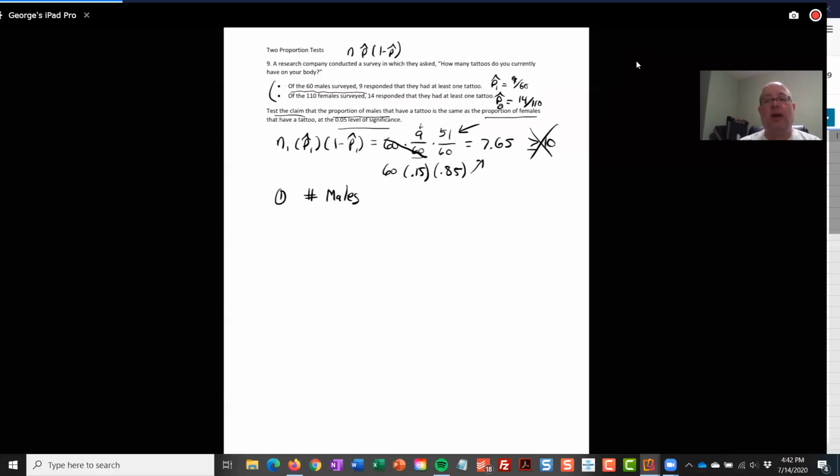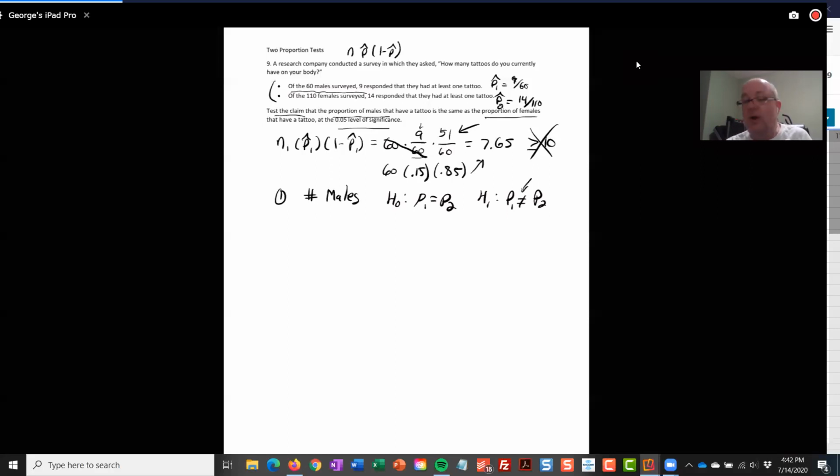But if you set which group is population 1 by the claim you're testing, it will be easier to set up the sign for H1. The null hypothesis here is P1 equals P2. And for H1, we're also going to compare P1 to P2, but I need to know what sign to put in there. I'm looking for suggestions that the proportion of males is higher than the females or lower, but I'm not told either of those. So I'm going to have to go with not equal to. When the null hypothesis is that they're the same, the alternate hypothesis is that they're different, not equal to.